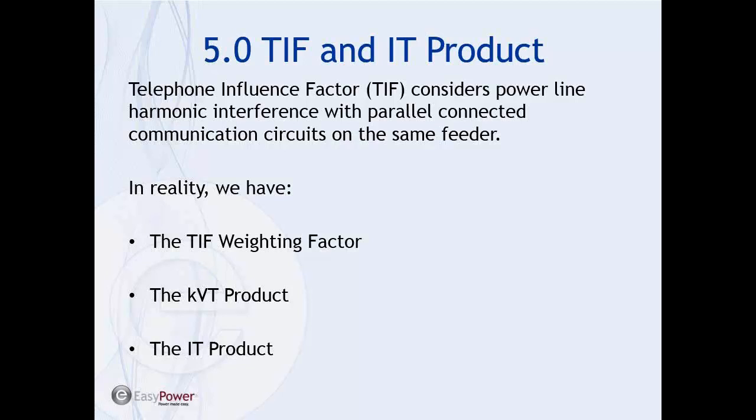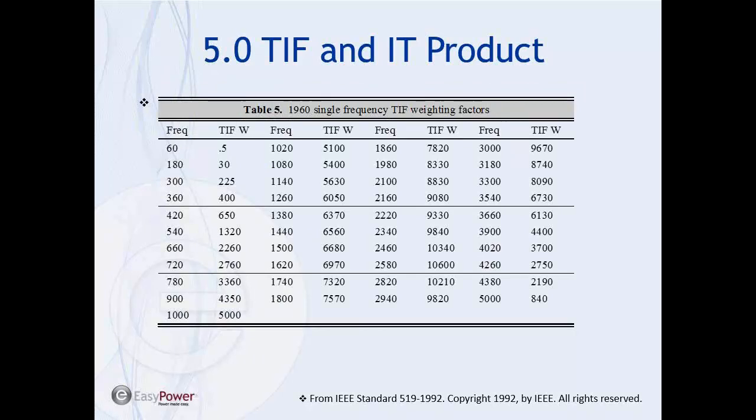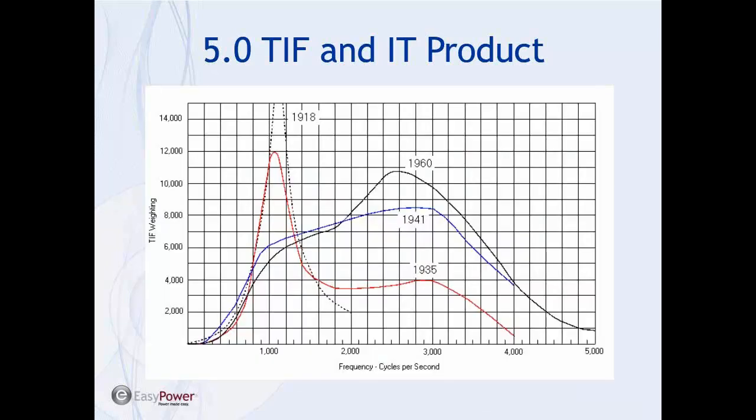That is the TIF weighting factor, a value that we can calculate using the weighting factors called KBT Product, and another value called the IT Product. Now, the weighting factors. Right out of the IEEE 519 standard, you'll find the weighting factors in a table just like this. And if you plot them, you will get the 1960 curve.